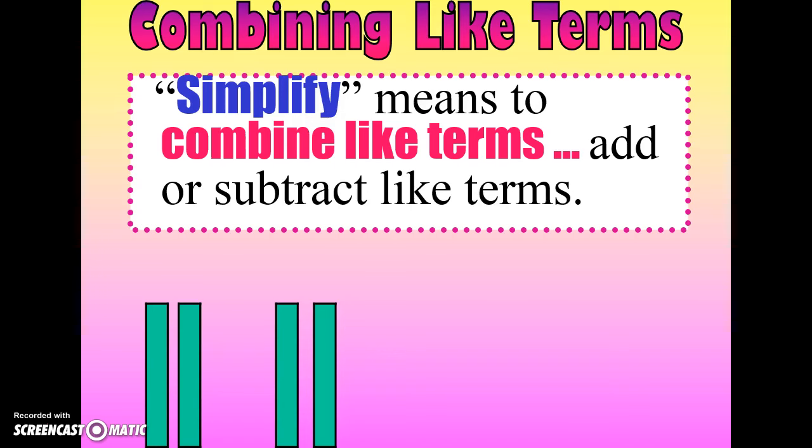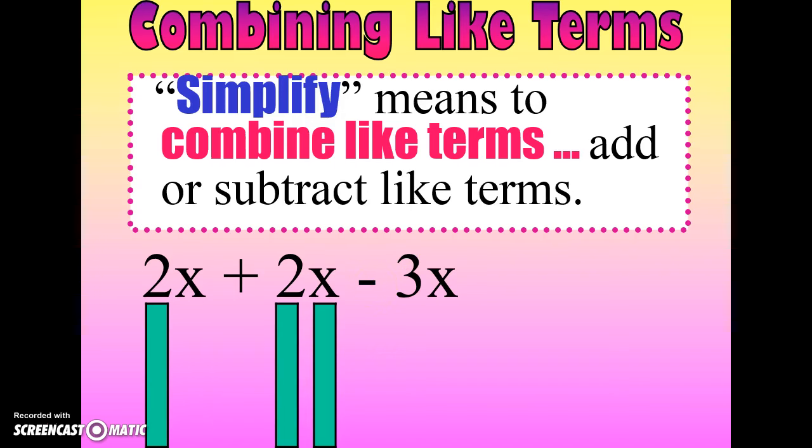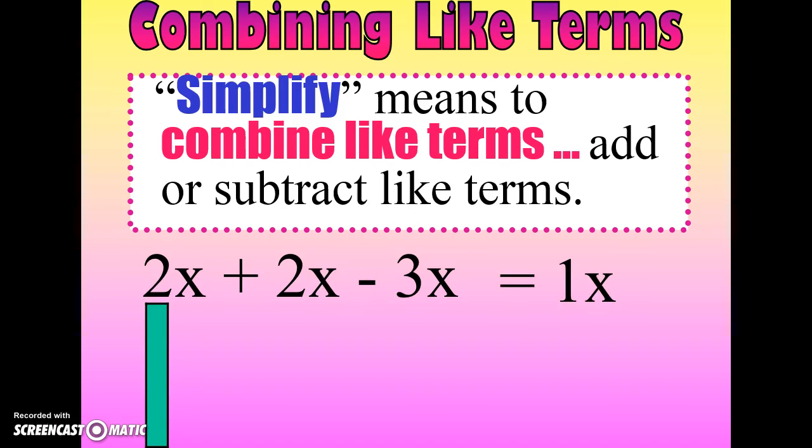Simplify means to combine like terms, to add or subtract. So in this case, I'm actually going to look at some subtracting. So if I have 2x, 2 more x, this is just a visual, and then I'm subtracting away 3 x's. So if I'm going to subtract away 3 of those x's, bye-bye x, bye-bye x, bye-bye x. How many x's am I left with? I'm left with 1 x. And that's a visual. However, we can just use our rules for signed numbers.